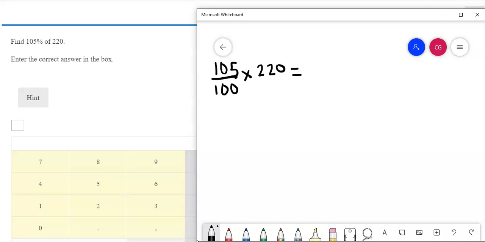When I take 105 and I multiply it by 220, first let me divide by 10. So I get 22 divided by 10. 105 times 22 is 2,310 over 10. My zeros can cross out, so I get 231 for my answer.